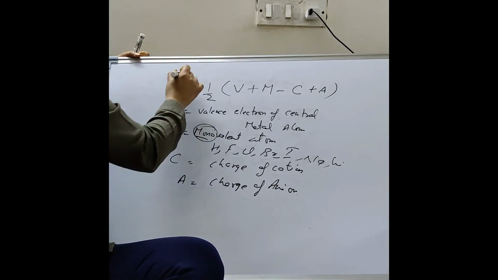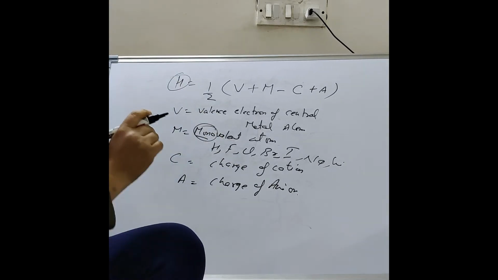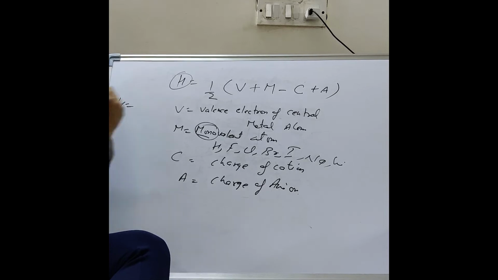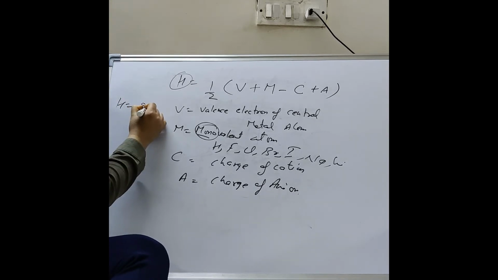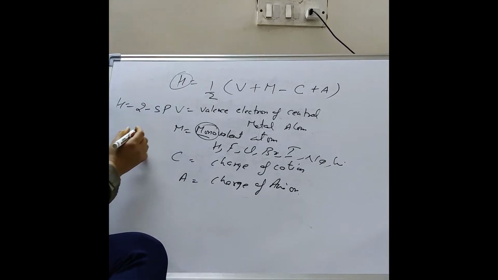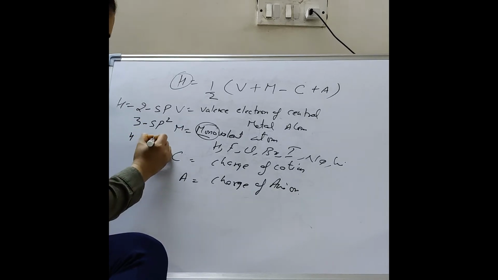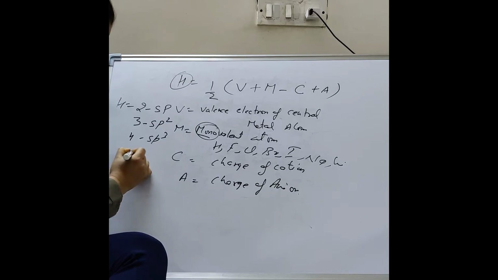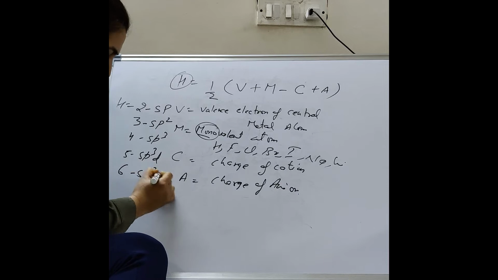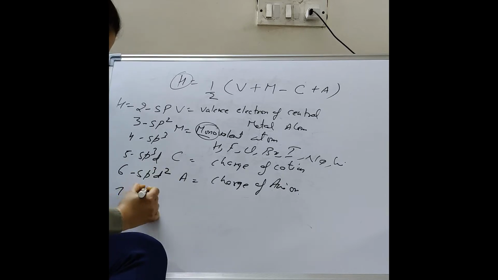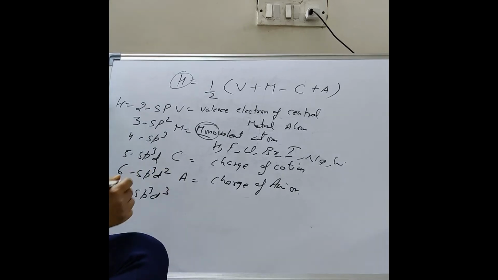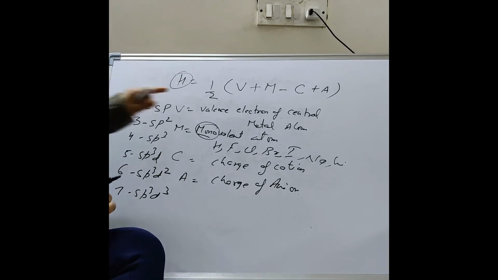So if the value of H comes out to be 2, then the type of hybridization will be sp. If it is 3, then it will be sp2, 4 sp3, 5 sp3d, 6 sp3d2, 7 sp3d3. One by one we will be discussing each and every example of it.